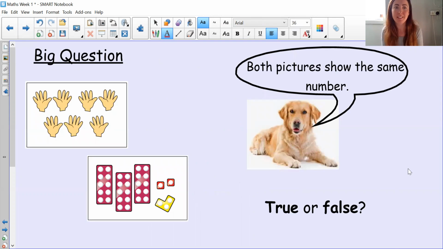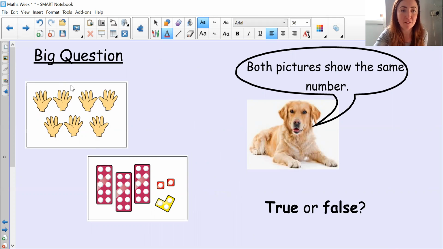Okay, so Stevie is saying today, both pictures show the same number. Is that true or false? Is Stevie correct or is she not? Pause the screen to have a think and remember to think about your reasons why. Okay, so I wonder, did you use tens? Did you count in tens to work this out? Well done if you did, because we know it makes it much quicker, doesn't it?